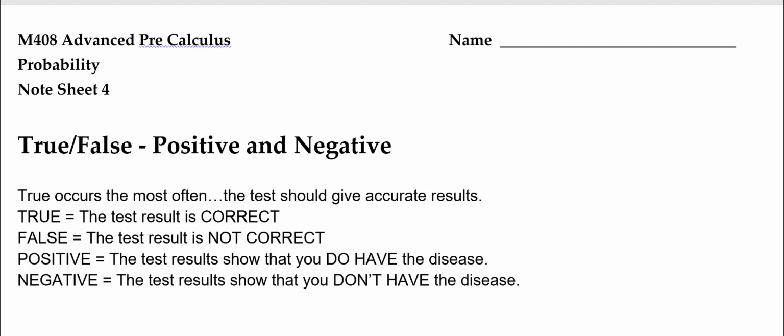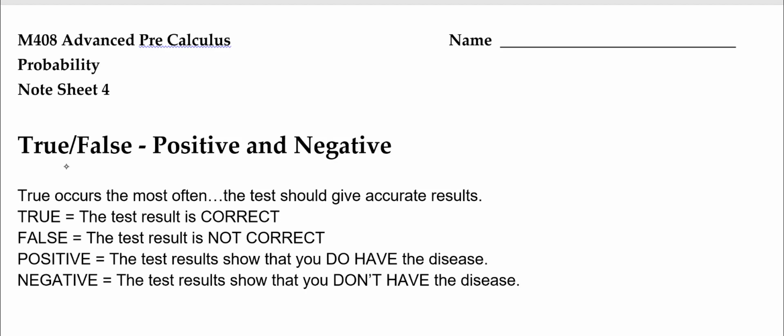The word true means, when I'm taking a test, let's say a test for strep throat, that the test worked. Whatever they do to a strep test, it comes back as a successful test. It may say that you have strep, which means it's a true positive, or it might say you don't have strep, which is a true negative. But true means that the test worked.